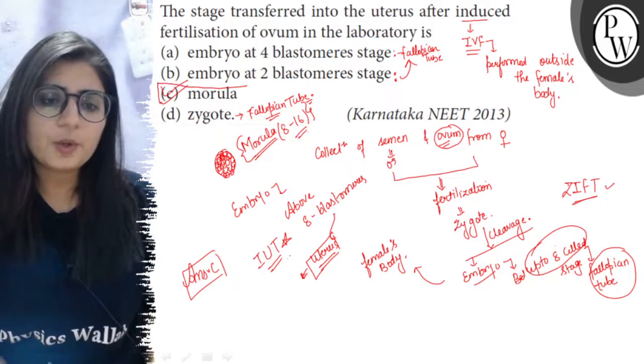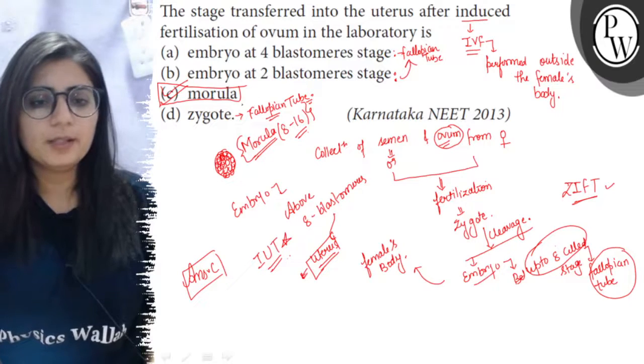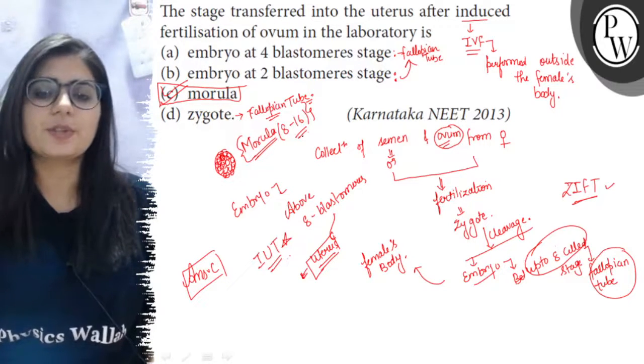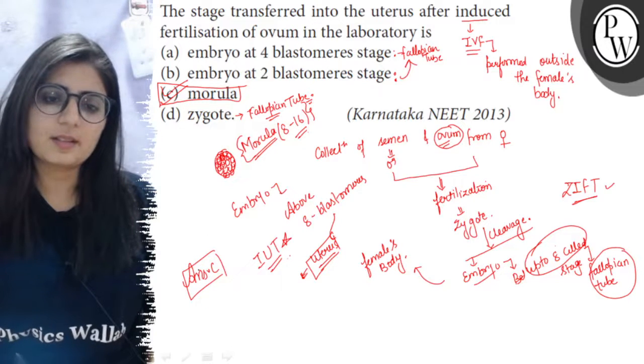But during the morula stage, if the transfer is to be done, then it will be transferred directly into the uterus, because morula is the 8 to 16 cell stage. So this is the right answer.